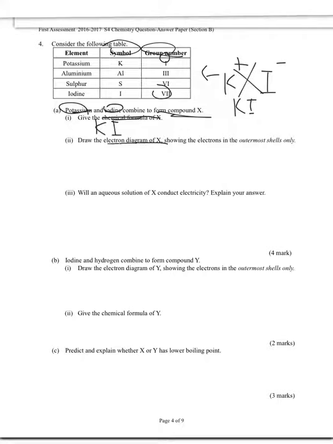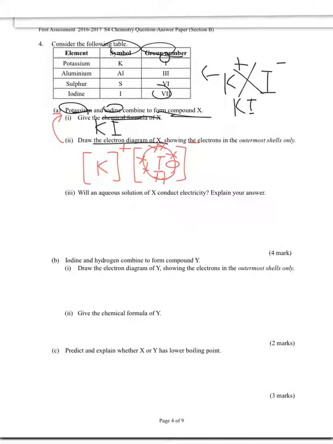Now draw the electron diagram. From part A, you know that it is an ionic compound. What does that mean? For potassium, it loses 1 electron and forms a positive ion. For iodine, originally it has 7 electrons in the outermost shell. Because it gained 1 electron from potassium, it will carry 1 negative charge. So this is the electron diagram for KI.